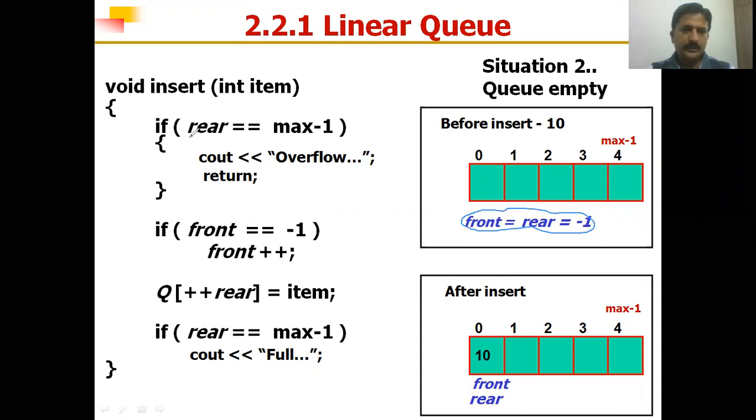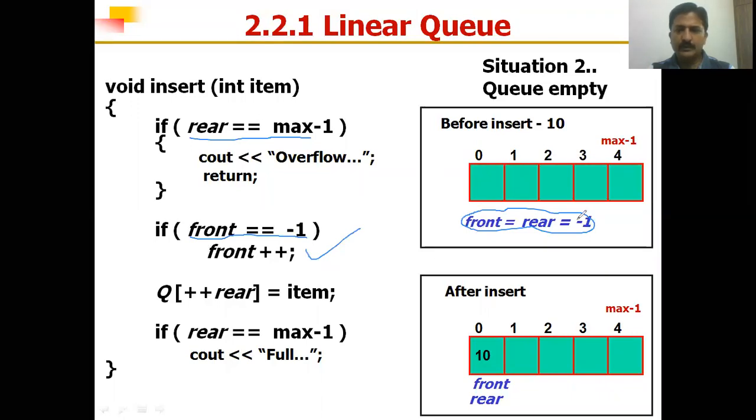So first it checks the condition. Is rear equal to max -1? As rear is -1 and max -1 is 4, hence condition is false. So it will come here. It checks, is front equal to -1? So front is -1, condition is true. If the condition is true, it will increment front by 1.